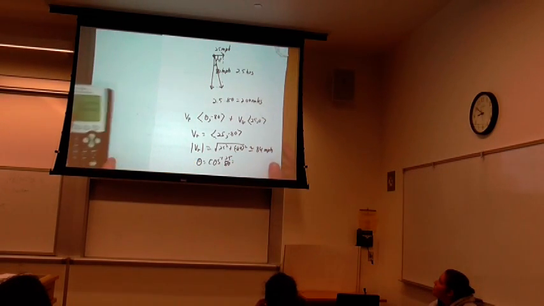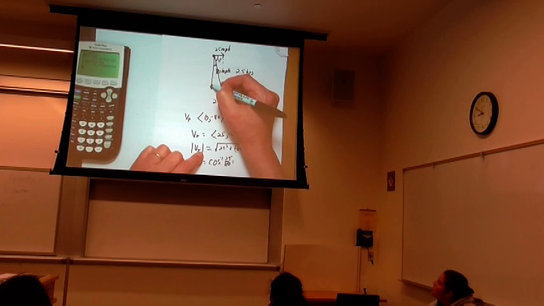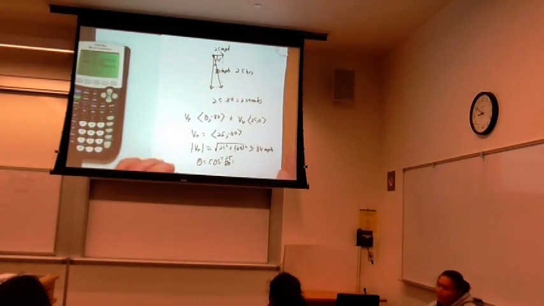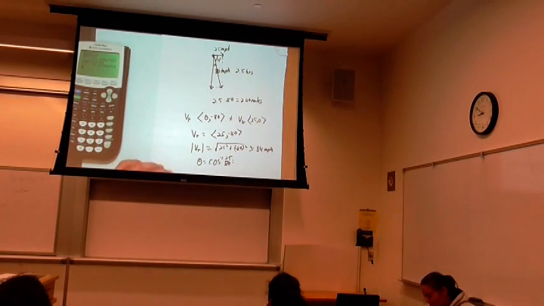The 80 is going directly down, and the 25 is going sideways. So again, we're just adding the vectors, finding the magnitude, and finding the direction.